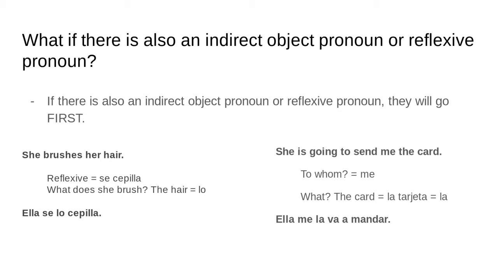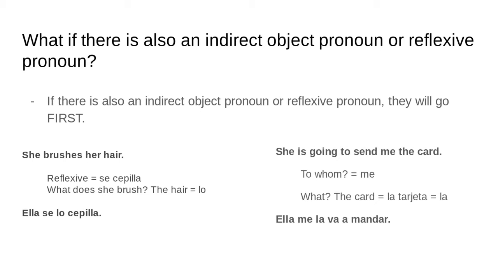So a question you might ask yourself is, what if there's also an indirect object pronoun or a reflexive pronoun? Where do they go? If there is also an indirect object pronoun or reflexive pronoun, they will go first, which means they will go in front of your direct object pronoun. For example, to say she brushes her hair, which is a reflexive verb here, she brushes is ella se cepilla. What is she brushing? Her hair, which is el pelo, which will be substituted with lo. So my final translated sentence would be ella se lo cepilla, and that means she brushes it.